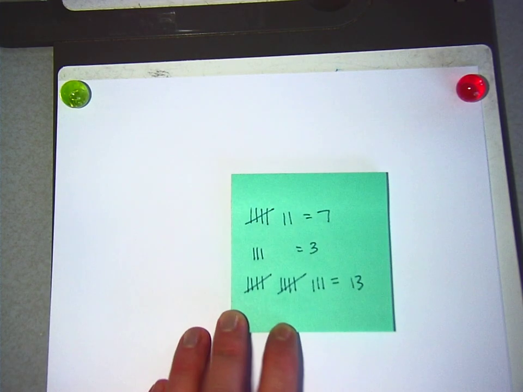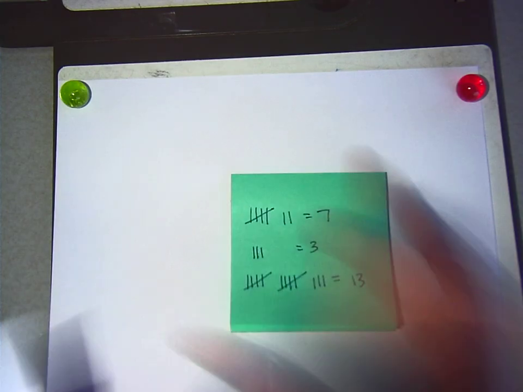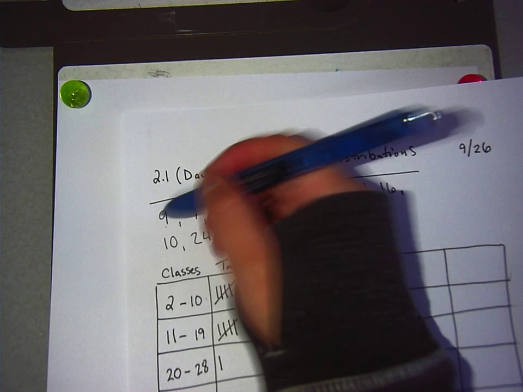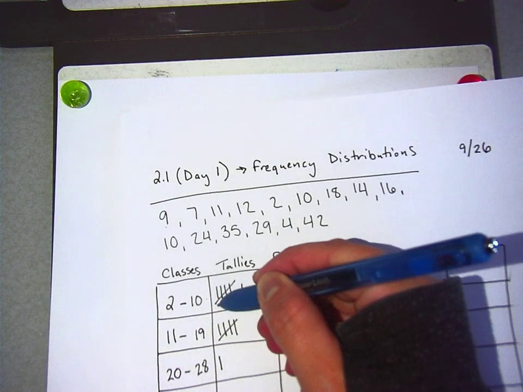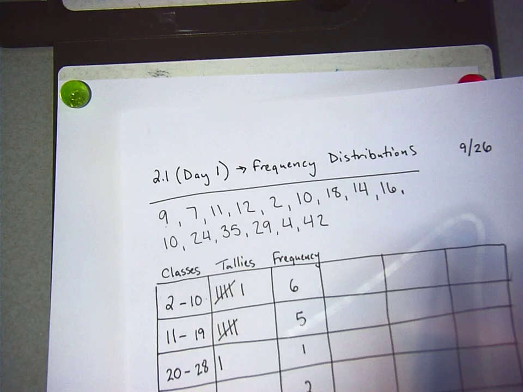Tallies in this table means how the numbers show up in every class. So exactly. When I see the number 9, I would put 1 tally into this column because 2 through 9 is in here. It's just kind of like keeping a running total. Good question. Thank you. All right.